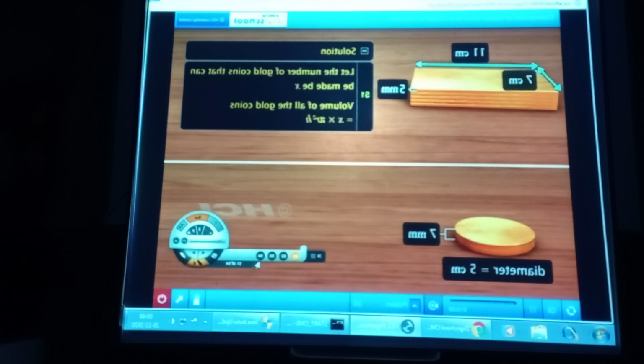Let's consider the number of gold coins that can be made from the given 3 cuboids as x. Each gold coin is a cylinder. Therefore, the volume of all gold coins will be x times the volume of a cylinder.